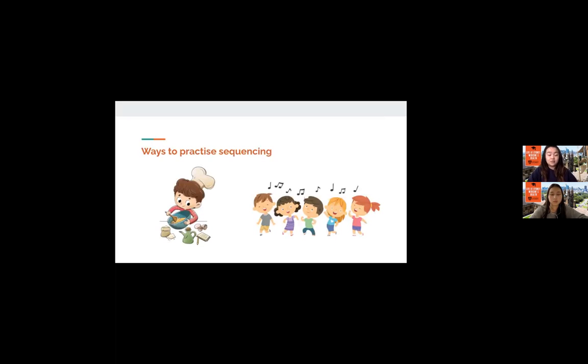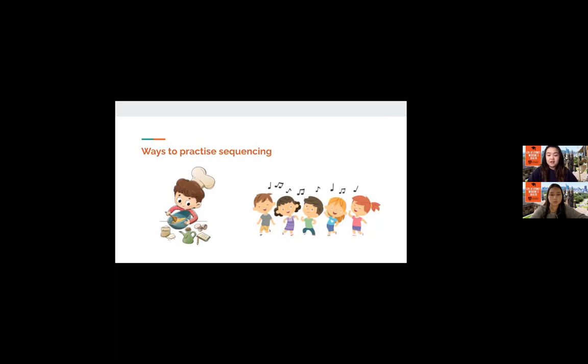So here are some ways for children to practice sequencing. Such as writing a recipe for someone else to follow, such as making pancakes or making slime. There are lots of fun and practical ways for children to learn the importance of sequencing and following instructions in order. They could learn this by writing a recipe or procedure for something and teaching someone else how to do it. Or they could try and follow it themselves.